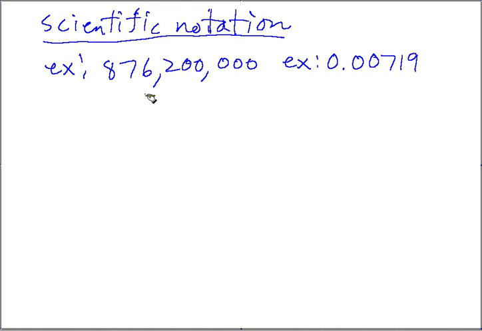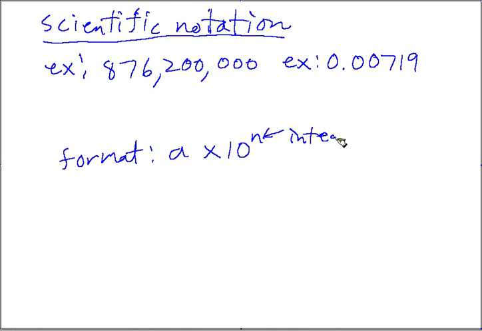Now, before we do that, though, let's look at the format for scientific notation. Let's recall what that is, because we saw a little bit of that back in Math 30, for example. The format is going to be some number a times 10 to some power n. Now, what's a and what's n then? Well, n is an integer exponent.